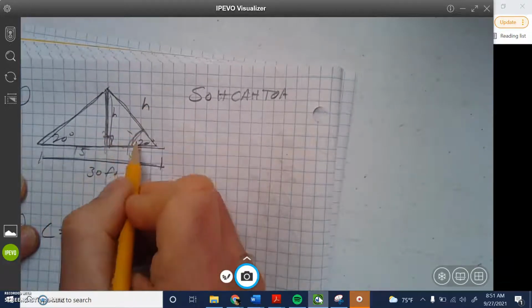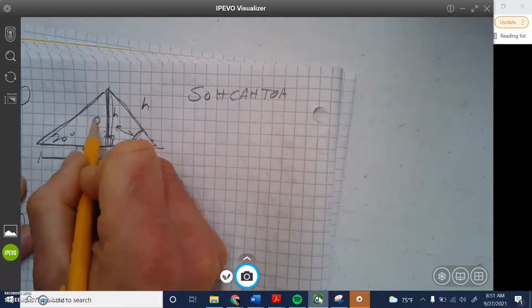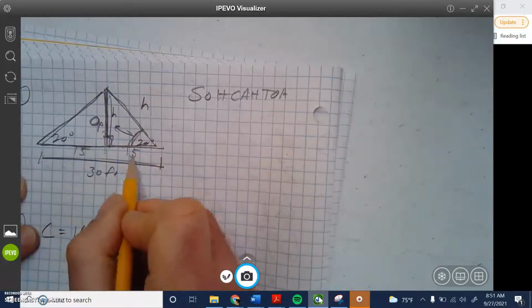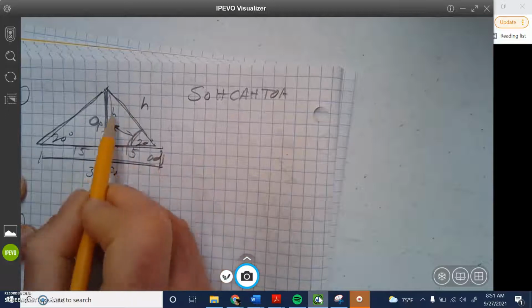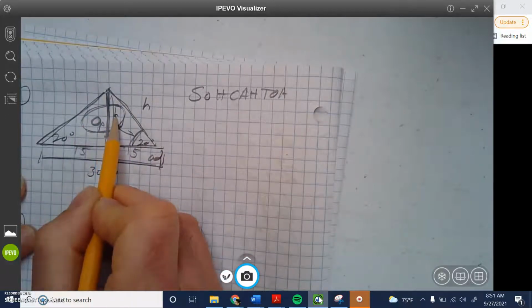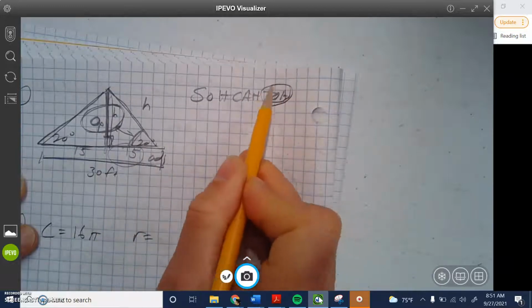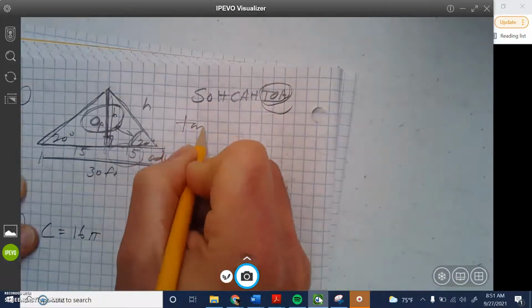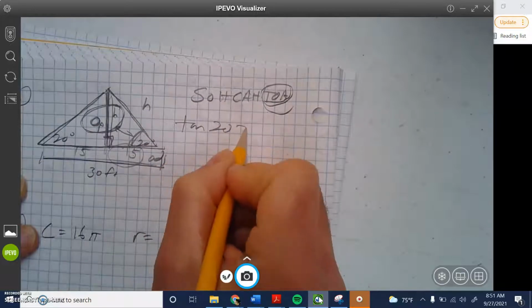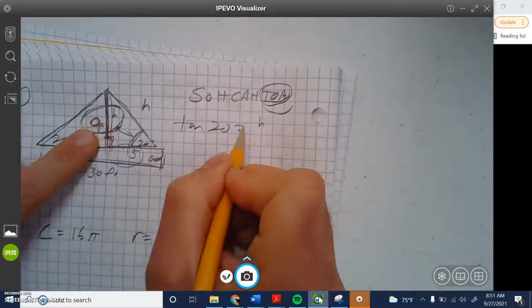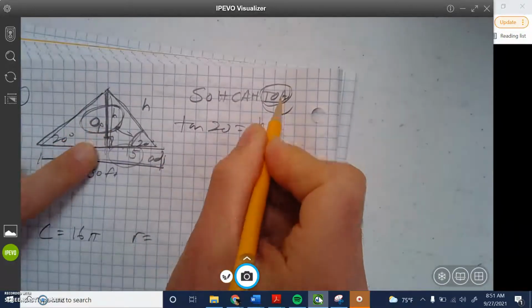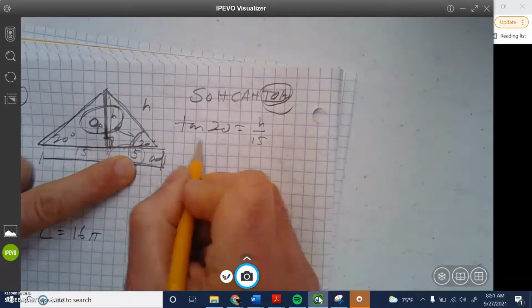This is the hypotenuse. Straight across is the opposite side. And this is the adjacent side. So I have opposite, which is the height, which is what I want, and the adjacent, which is 15. So I have opposite and adjacent, so I'm going to use tangent. Tangent of 20 equals the height, which is opposite, over adjacent, which is 15.